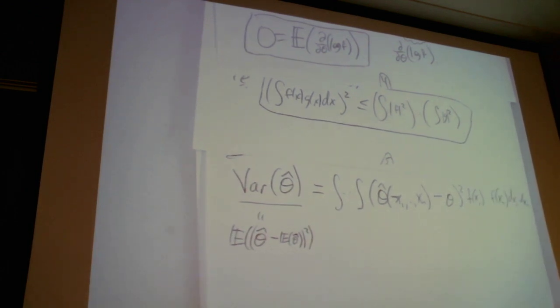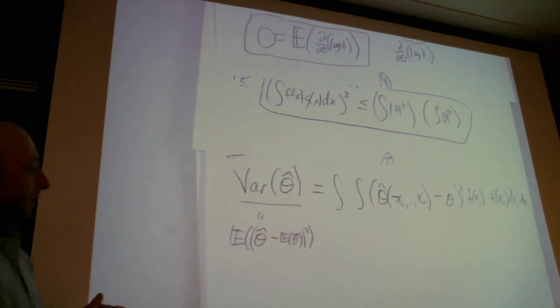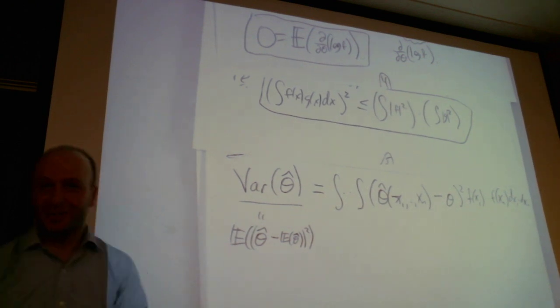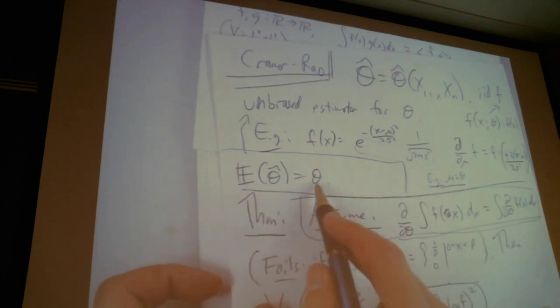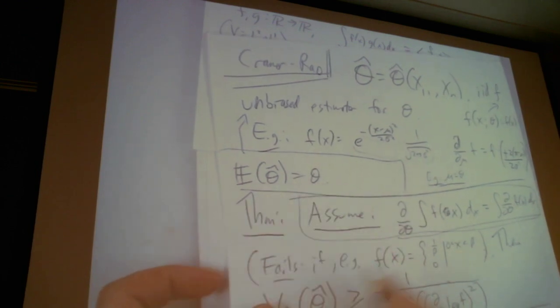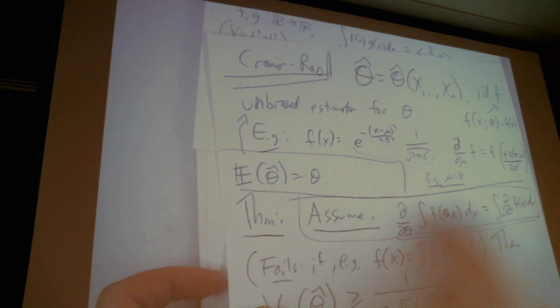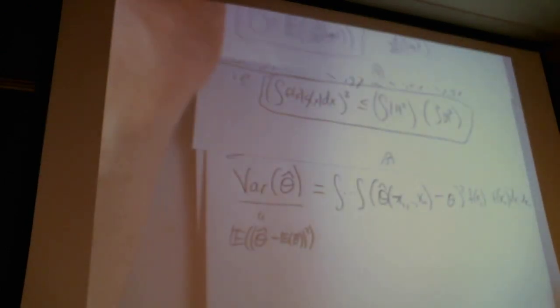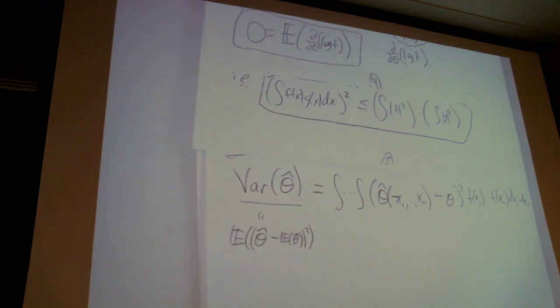Ernst? Why are we just assuming that it's an unbiased estimator? Yes. The statement of the theorem is: assume you have an unbiased estimator, and assume that this condition holds. Okay, that's the variance. Any questions?